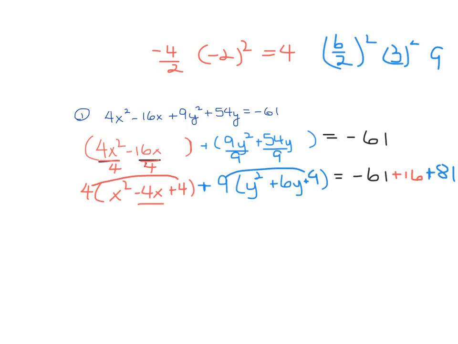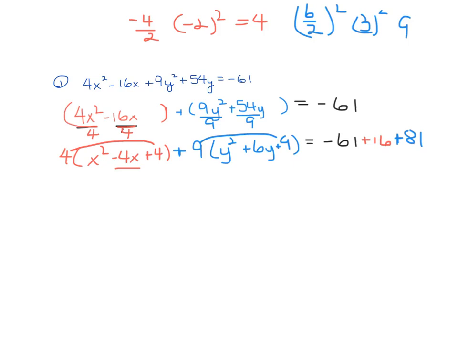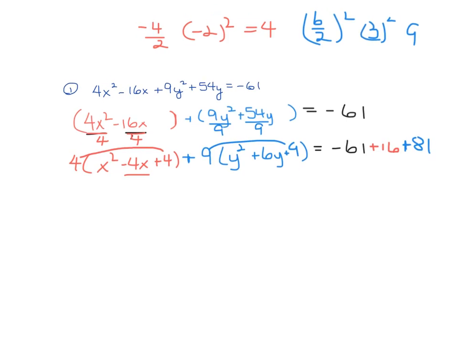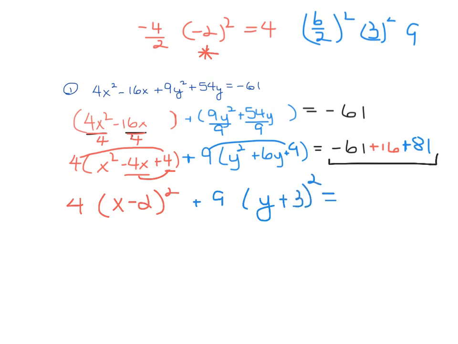I now need to factor the trinomial. So again, I really don't need to figure out what are the factors of 4 that give me 4. If I remember what I got when I divided by 2, that's what number goes in my binomial. And then the same thing for the blue. When I divided the 6 by 2, I got 3, so it's a positive 3. And now I need to add negative 61 plus 16 plus 81, and I get 36.